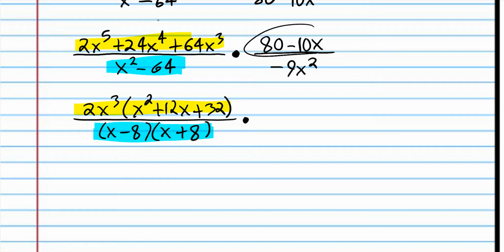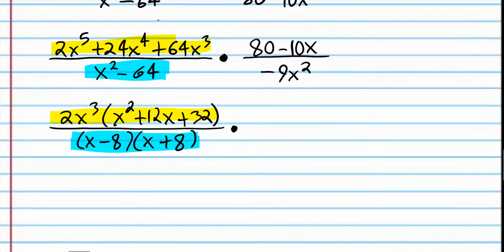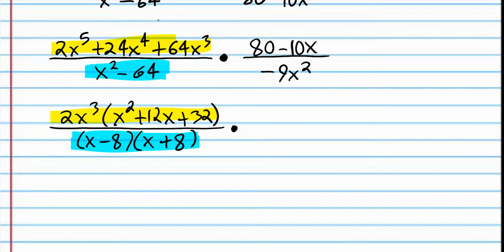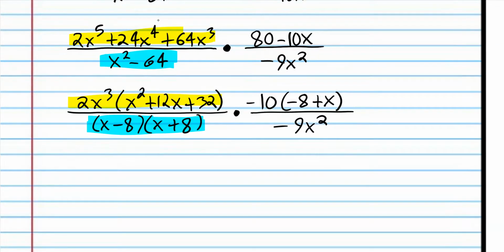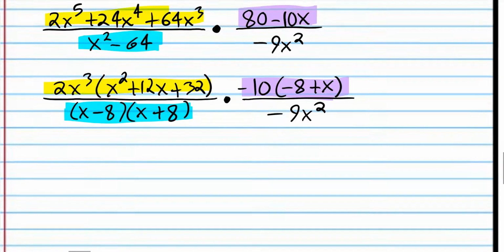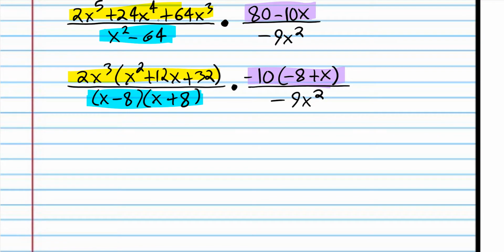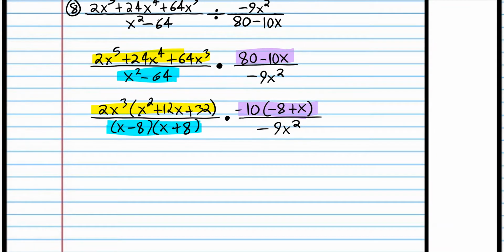So I'm also going to factor a GCF out of here. And my instincts are telling me that I'm going to want to factor a negative out too. So I'm going to factor negative 10. So then we end up with negative 8 and plus x. So now we're ready to cancel. So do we see anything that we can cancel? And I'm going to get rid of the highlighting so we can do some canceling now.